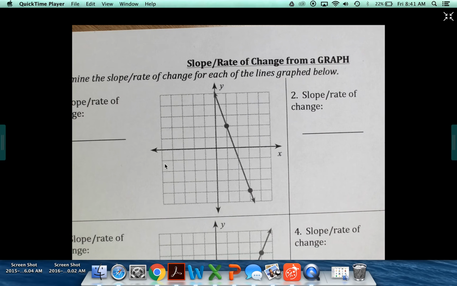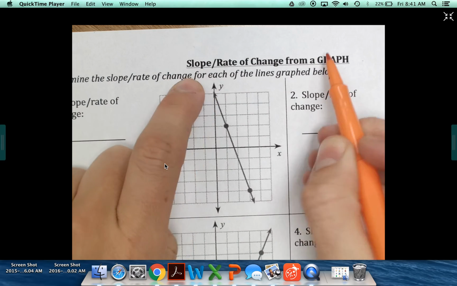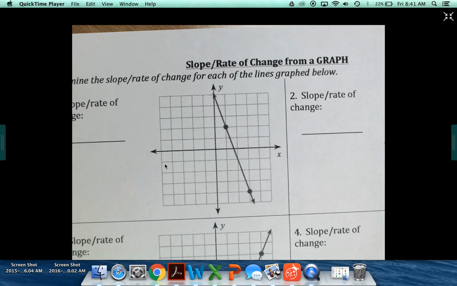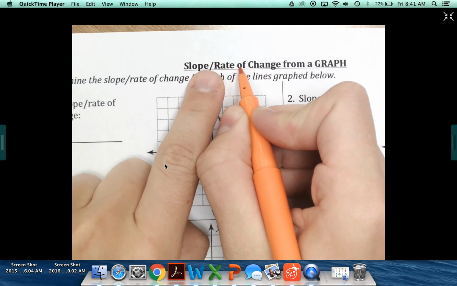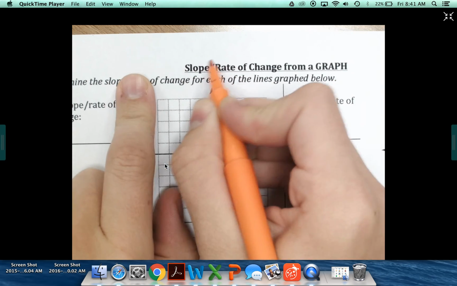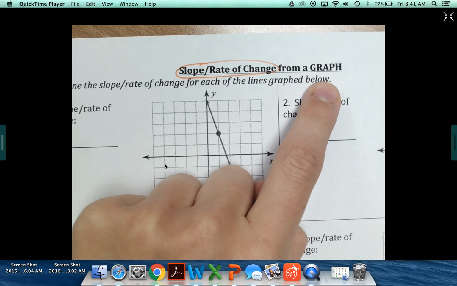So right now what we're talking about is figuring out our slope or our rate of change from a graph. So we're no longer working with an equation. We're actually going to be given the graph, and we've got to figure out the slope and the rate of change. These two words, they mean the same thing. They go hand in hand, okay?